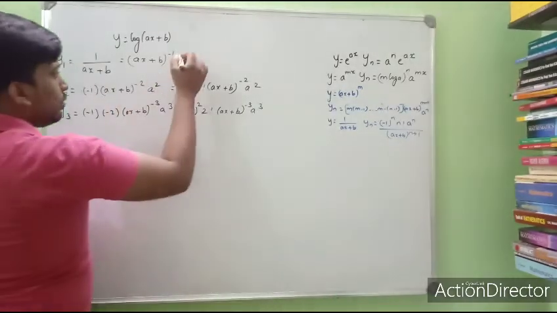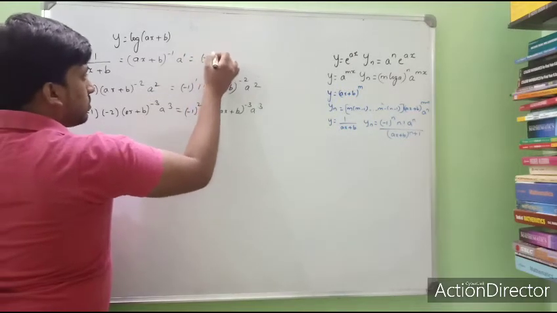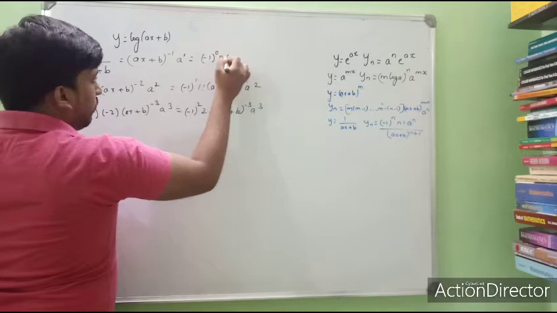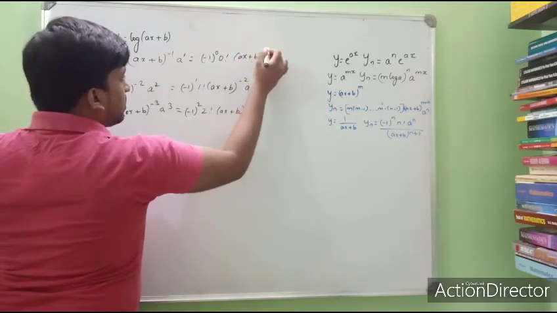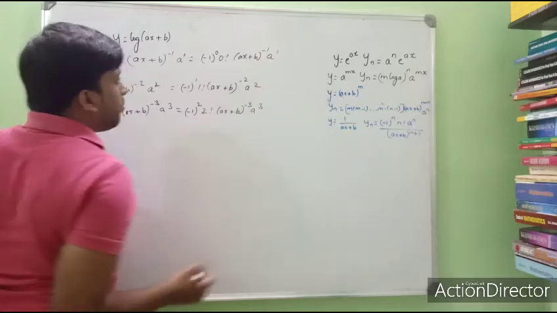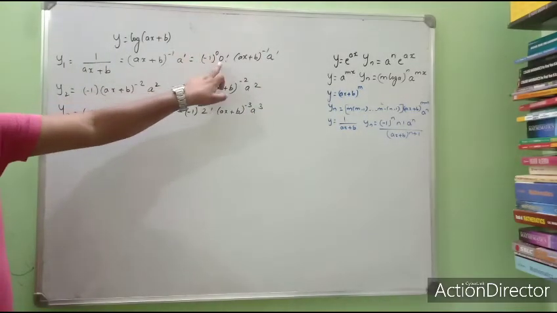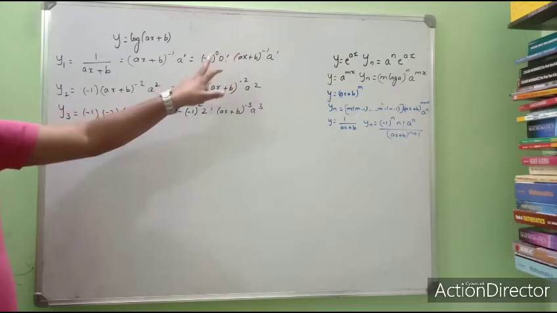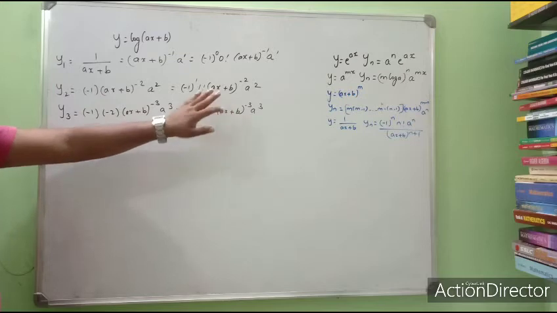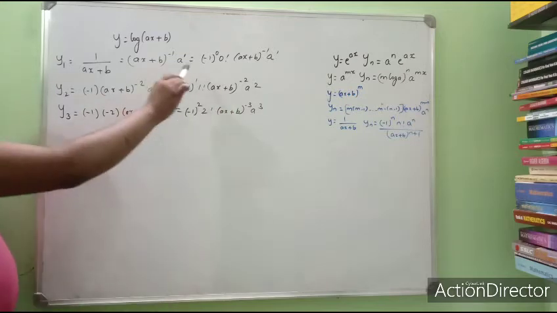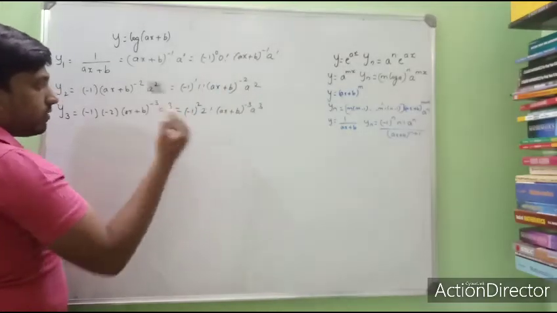You can also write the first derivative as minus 1 to the power of 0 into 0 factorial into ax plus b to the power of minus 1 into a to the power of 1. Minus 1 to the power of 0 is 1, and 0 factorial is 1 obviously, so the value doesn't change. For our convenience, we have taken this.